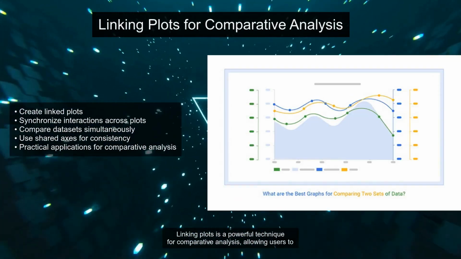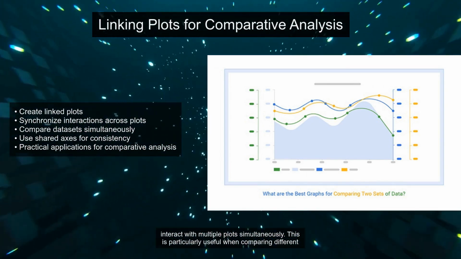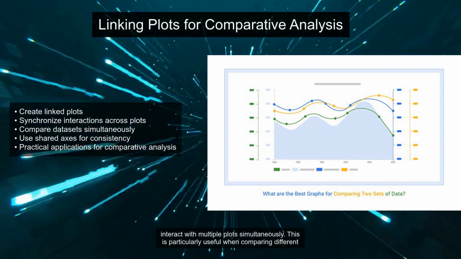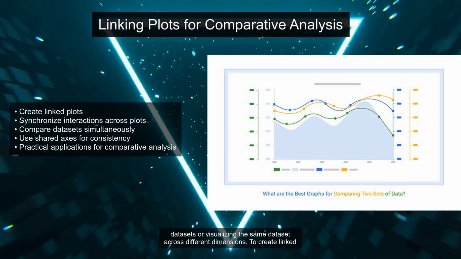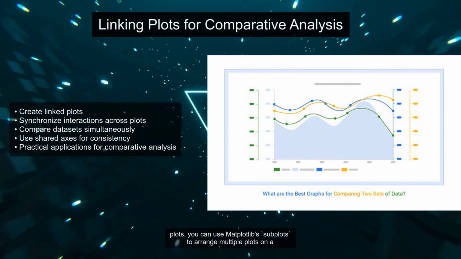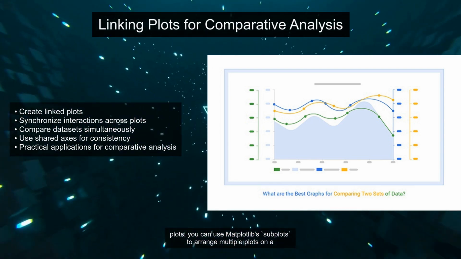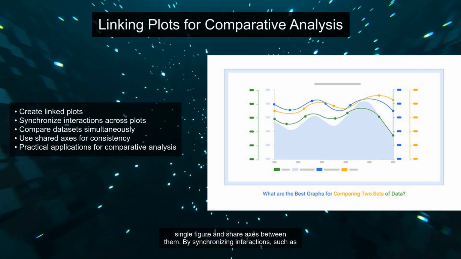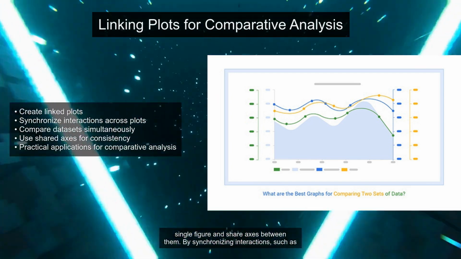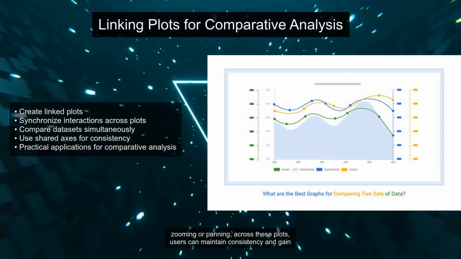Linking plots is a powerful technique for comparative analysis, allowing users to interact with multiple plots simultaneously. This is particularly useful when comparing different datasets or visualizing the same dataset across different dimensions. To create linked plots, you can use Matplotlib subplots to arrange multiple plots on a single figure and share axes between them. By synchronizing interactions, such as zooming or panning, across these plots, users can maintain consistency and gain insights from comparative viewpoints.